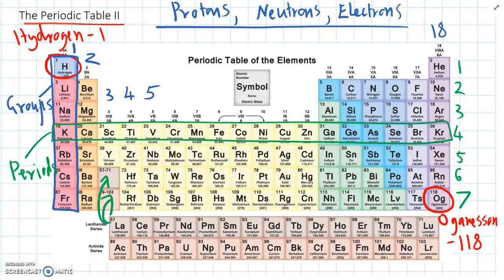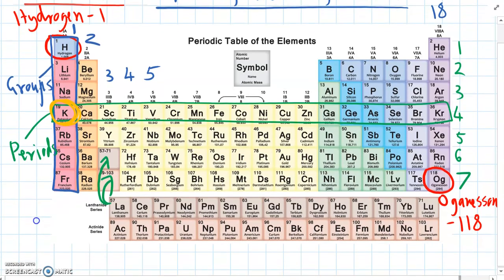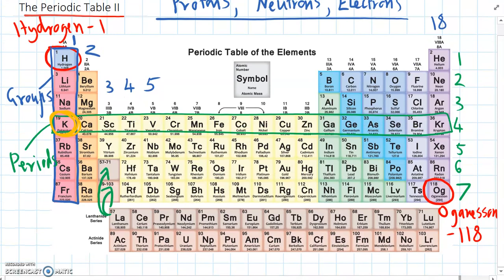So we can use the groups and the periods to identify a particular element. So if we look here, which element is in group 1 and period 4? We can look where those two cross. And here we've got potassium, which is K. So if you need to identify any element, you can always use groups and periods.